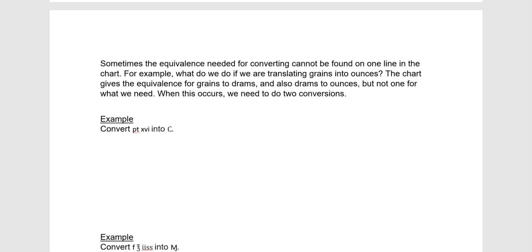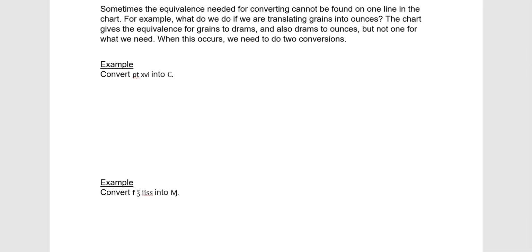Okay, so now for the next thing, which is what I was mentioning, which gets a little bit more difficult. Sometimes the equivalence or the conversion needed cannot be found on just one line in the chart that we have a couple pages ago. So for example, if we're trying to convert grains into ounces, the chart does not have one set conversion from grains into ounces. The chart will give us grains to drams, and then it'll give us drams to ounces, but not the one that we necessarily need. So when we have this issue, first we'll convert to drams, and then we'll convert drams to ounces, and that will give us our answer. So we have to do 2 conversions instead of 1, just based on the conversions that we have.